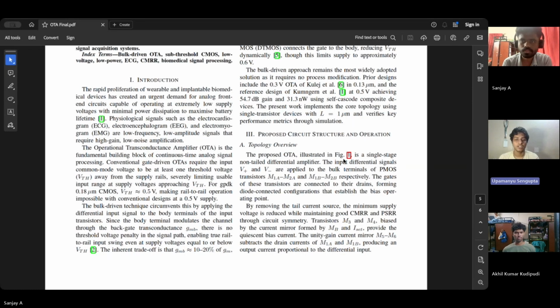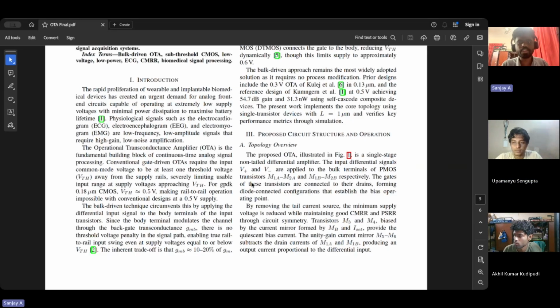Now, the approach we have used in this project is the bulk-driven technique. It is the most practical solution as it requires no process modification whatsoever. It works in any standard CMOS process. It's been validated by researchers, and their work is the reference design our project builds upon and improves in several metrics. The only trade-off is lower intrinsic transconductance. But as Sanjay is about to show in detail, the problem has a very clever circuit level solution. Now, Sanjay will explain what happens in the circuit. Sanjay?